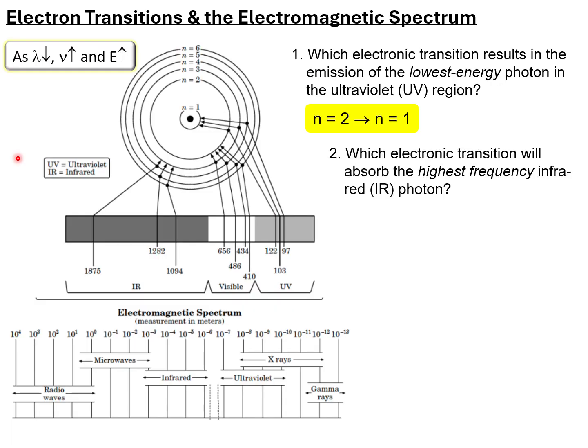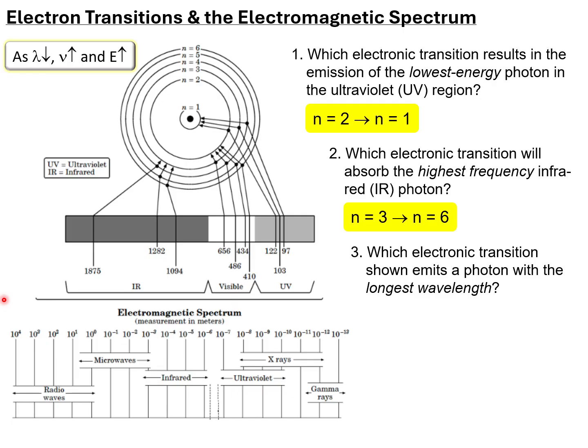Which electronic transition will absorb the highest frequency infrared photon? Frequency is inversely proportional to wavelength. So if we want the highest frequency, we want the shortest wavelength in the IR. The shortest wavelength in IR is 1094. So it's going from n equals 6 to n equals 3. Whoops, I had it backwards. It was absorb, so that means it's going from low to high.